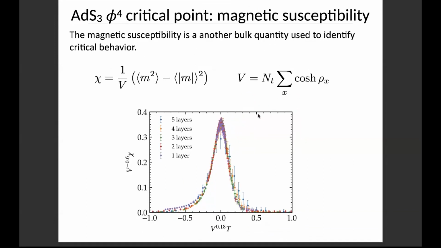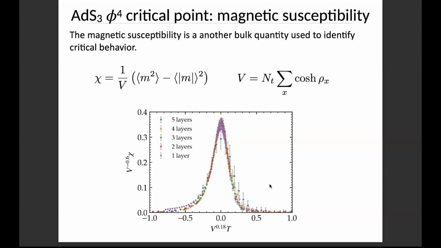You can also look at the magnetic susceptibility, which is maybe a more common observable to look at. When you're at a critical point or second order phase transition, there's a peak in the magnetic susceptibility. It technically diverges at the critical point. So again, when you do the Monte Carlo and look at different lattices, you can clearly see that there's this peak in the magnetic susceptibility as well.